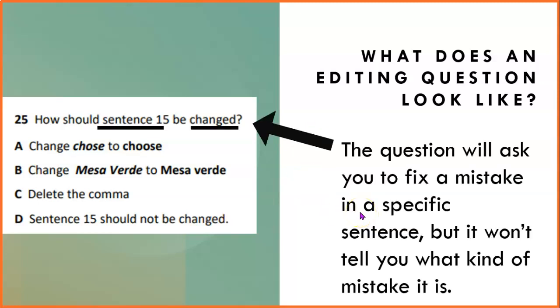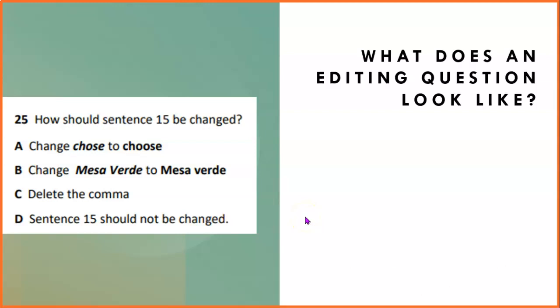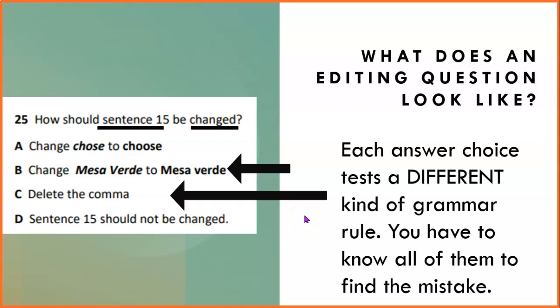So if you'll notice, the question's going to ask you to fix a mistake in a specific sentence, but it's not going to tell you what kind of mistake to fix. It's not going to say, select the correct verb, or make the subject and predicate agree, or add a comma. Instead, it's going to offer you a whole bunch of different choices, and you have to figure out which mistake is actually the mistake of the sentence. Each answer choice tests a different type of grammar rule. You have to know all of them in order to find the mistake.